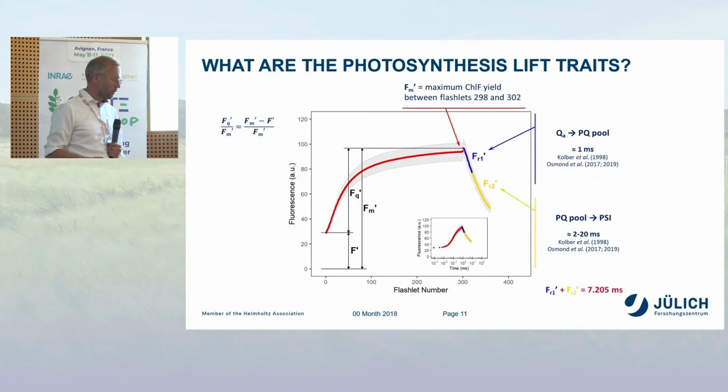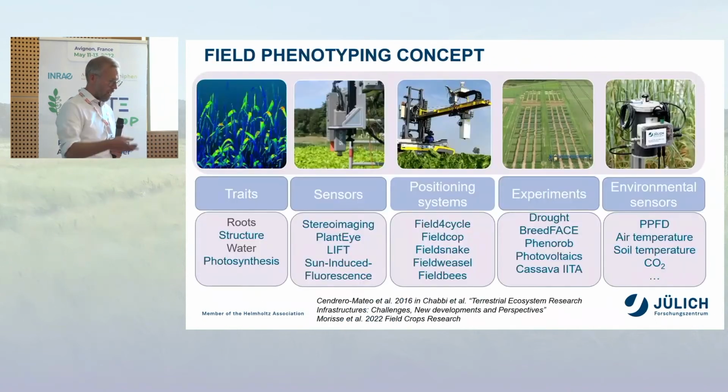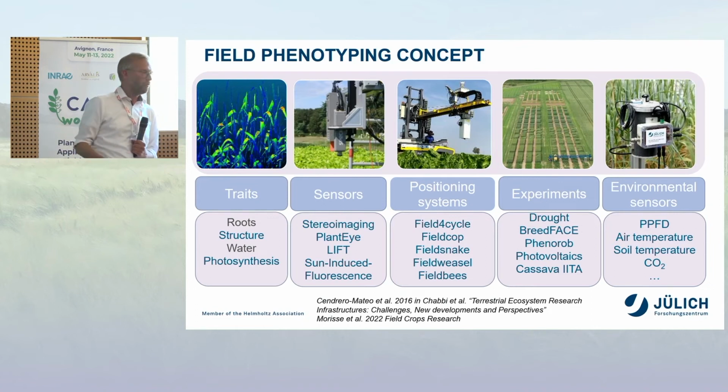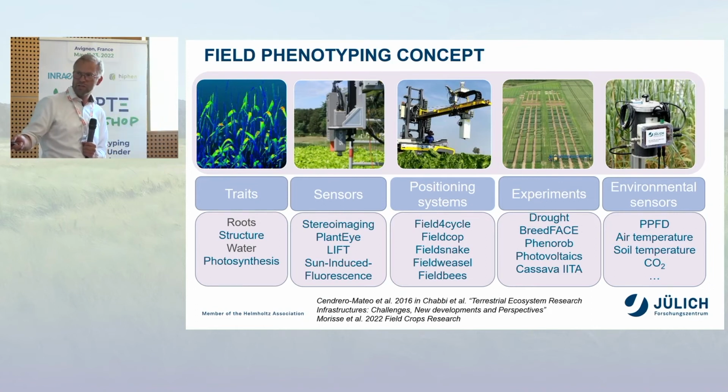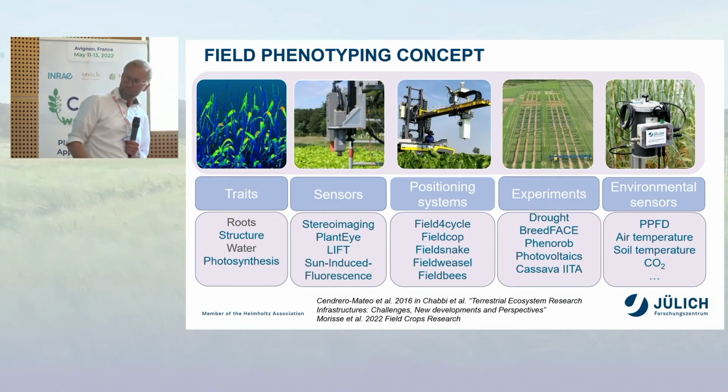With this short introduction, I think I also covered again the slide I've used for many years now. What do we see as the field phenotyping concept? Over the last talks, I think we all think more or less the same. I put some examples over here. What I will continue with is photosynthesis, using LIFT in different examples of positioning systems: in a drought experiment, a breeding phase experiment, and under different environmental conditions.